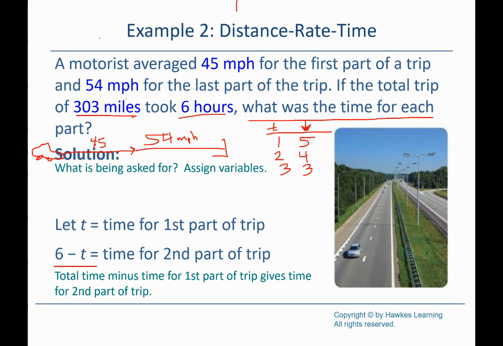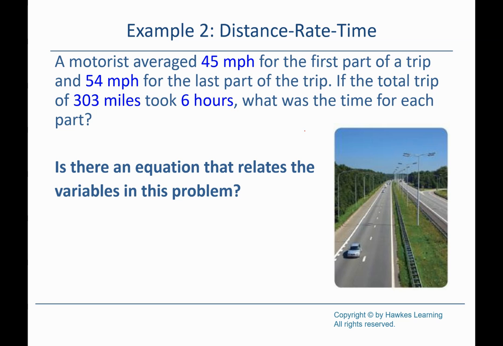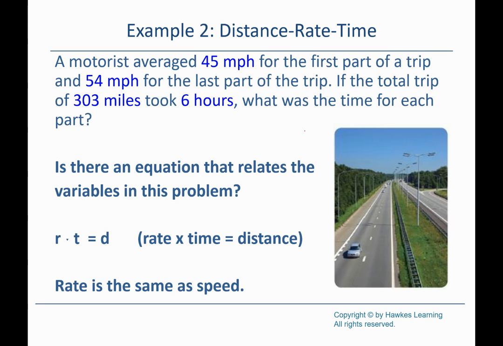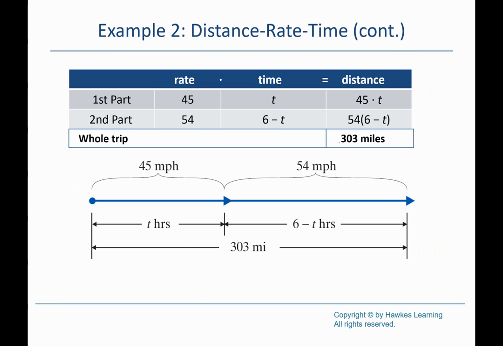So that's the first part of this problem, figuring out what the variables are and what they stand for. Now I need to write an equation. Is there some sort of equation that relates the variables in this problem? Why, yes, there is. The equation is the distance equation: rate times time is equal to distance. And rate in this case means the speed you're going, right? So that's an equation that we can use to write an equation up here.